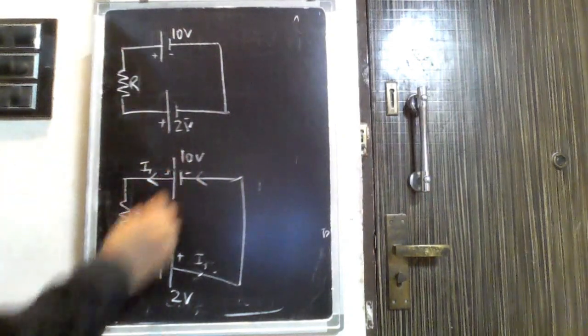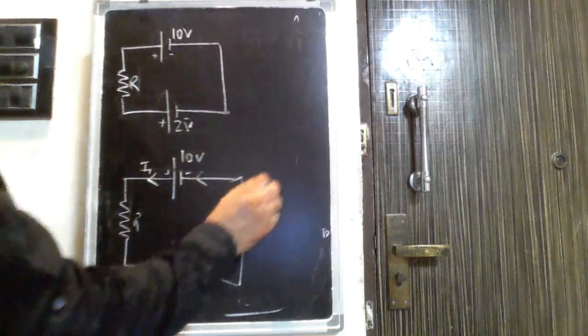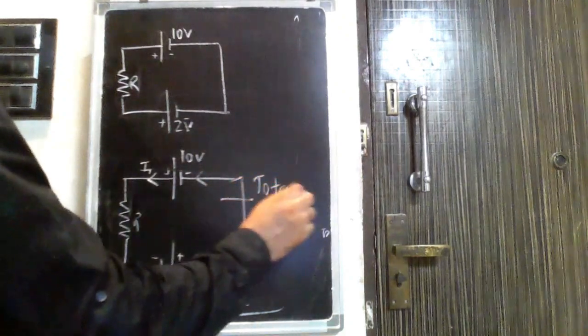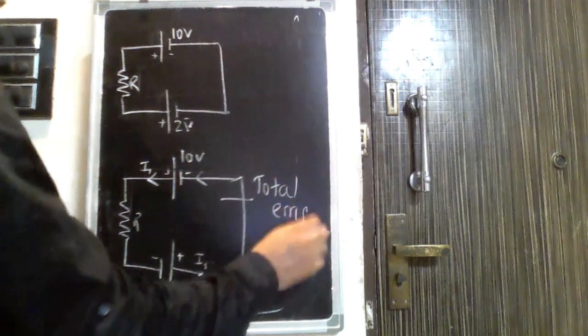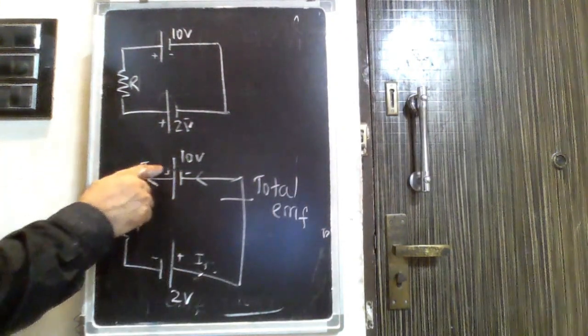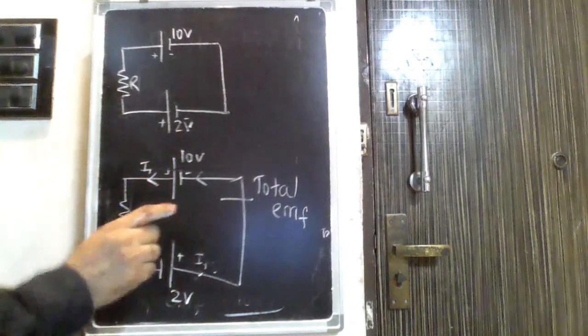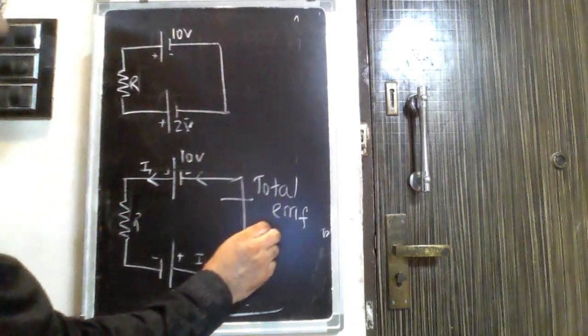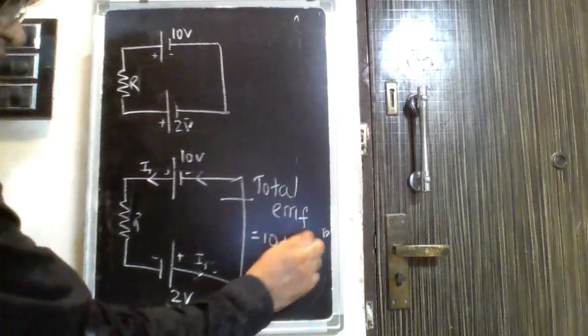So if I ask you the total voltage of the circuit now, the total EMF, because both of them are now helping each other. Or in simple terms, if you see current on both the batteries going in the same direction. So take a pencil and draw current. Current is from plus to minus. So current of this is also going this way, this is also going this way. That means they are helping each other. The total EMF becomes 10 plus 2, which will be equal to 12 volts.